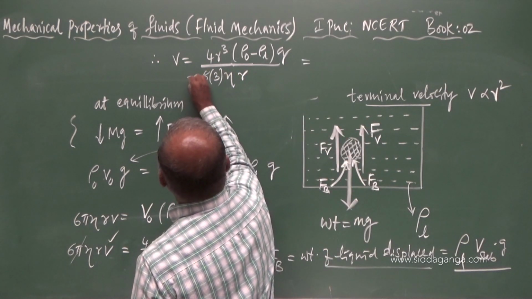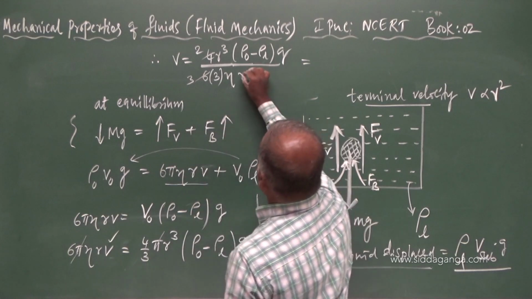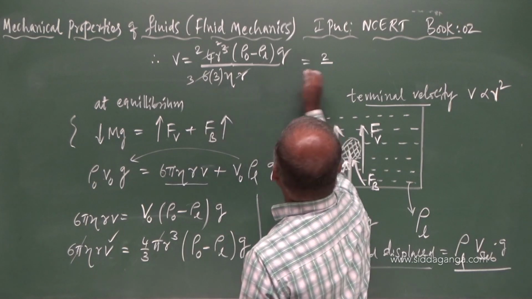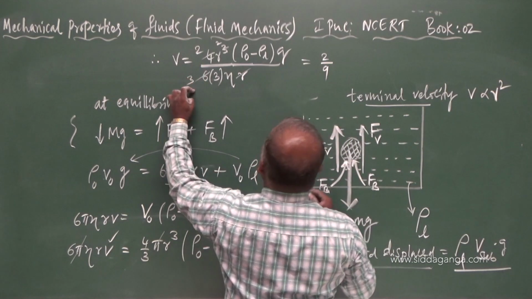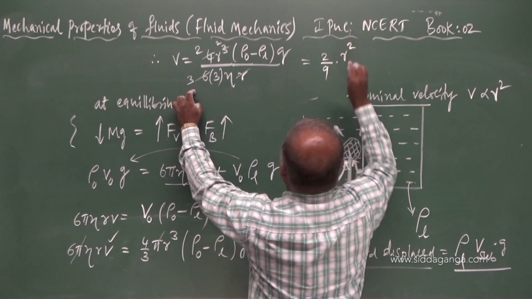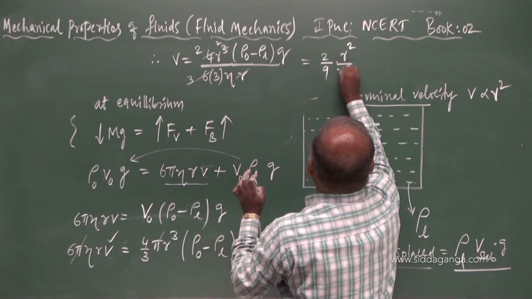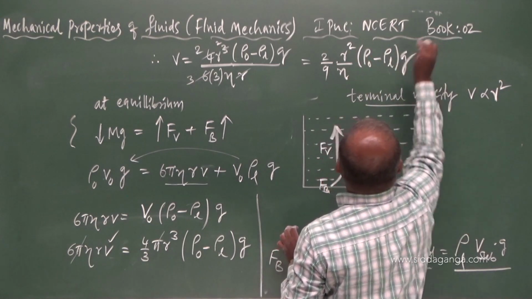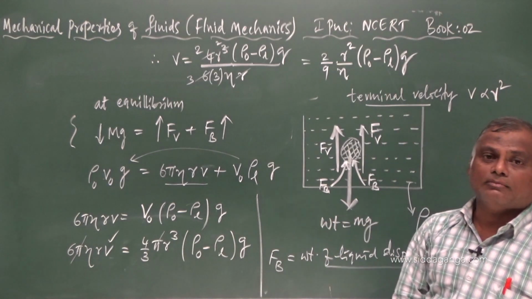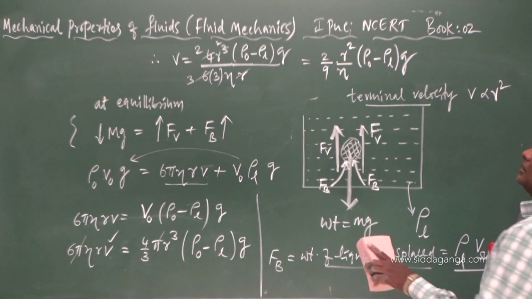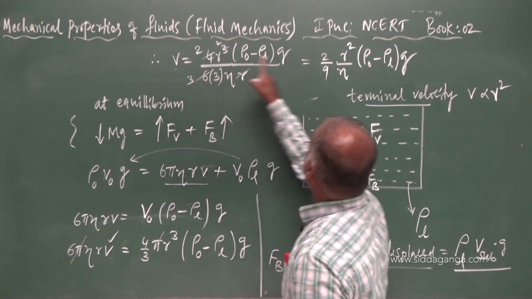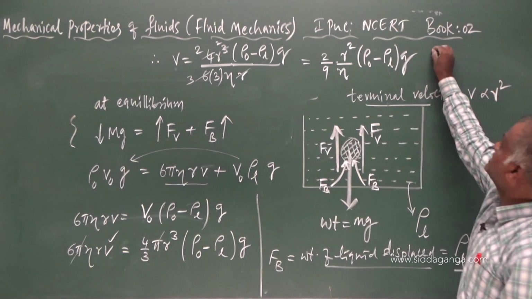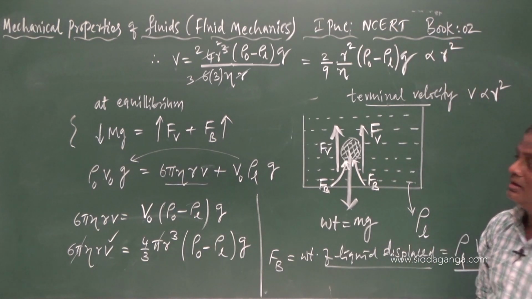2 3s are, 2 2s are, 1 r here cancels, so you get 2 divided by 3 3s are 9, 2 by 9 r square by eta into rho naught minus rho L into g. This is the final formula, my dear students. So now v is proportional to r square. V represents terminal velocity, proportional to r square.